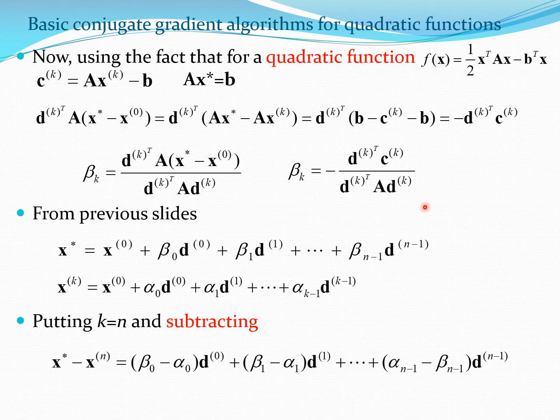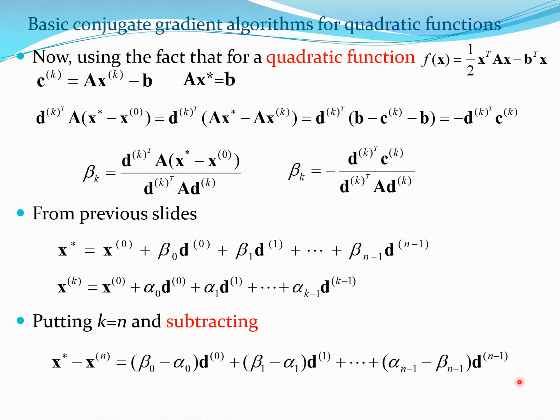Now again go back to our previous slides and recall that x star was this series here and xk was this series here. Okay, so in x star we had beta 0 terms, beta 1 terms and so on. In xk we had the alpha terms, and here we had d0 to d n minus 1, here we had d0 to d k minus 1. So now what we do, we put k equals n in the second equation, and we subtract these two equations. So we get x star minus xn is going to be this series here.